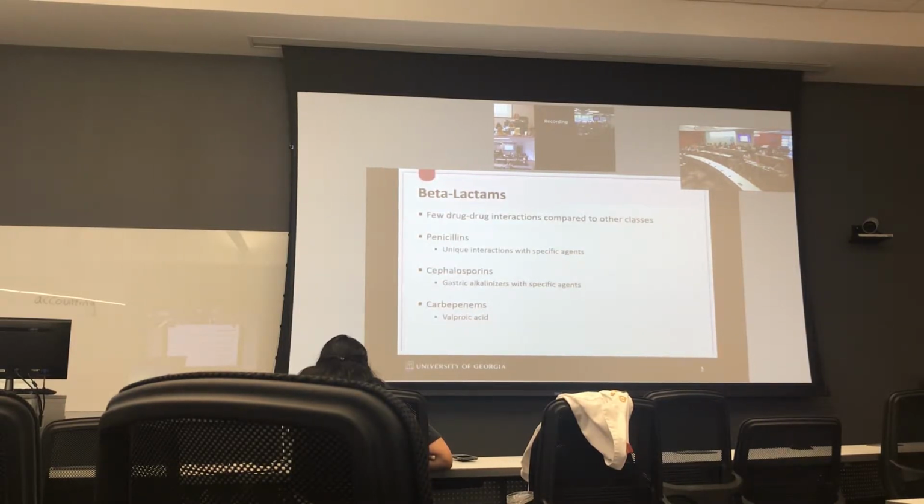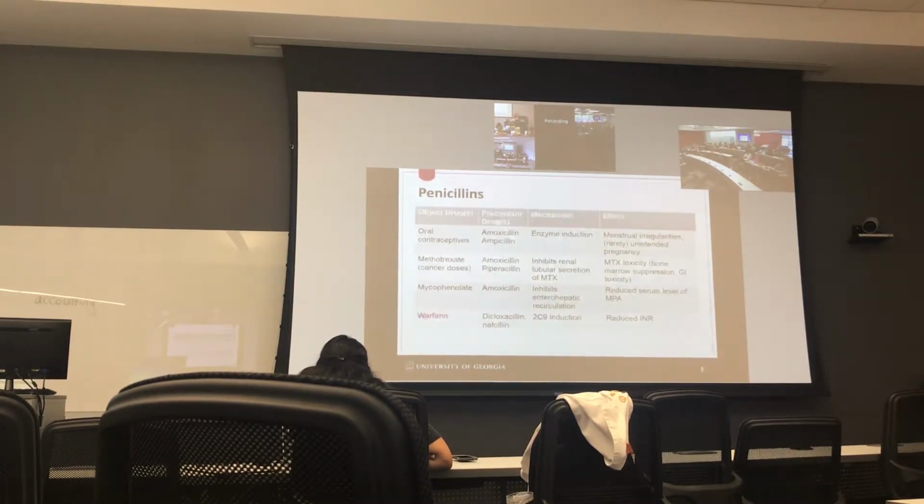So for penicillins, there are 4 primary interactions that are listed here. And you'll see that each of them are with different precipitant penicillins. So it's not class-wide across all the penicillins. Some of these, so the first one with oral contraceptives, this could be a class-wide effect. It's been most clearly documented with amoxicillin and ampicillin, which is why they're listed here, but it's something that you want to think about with any penicillins.